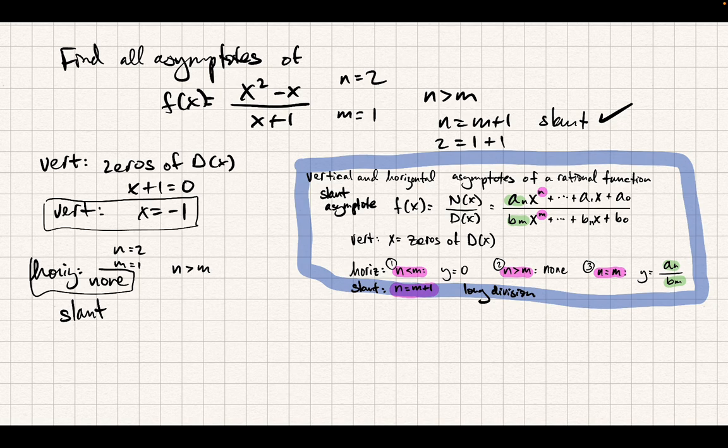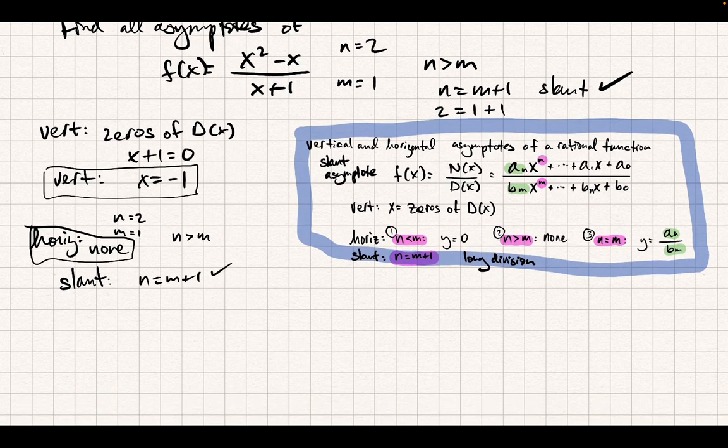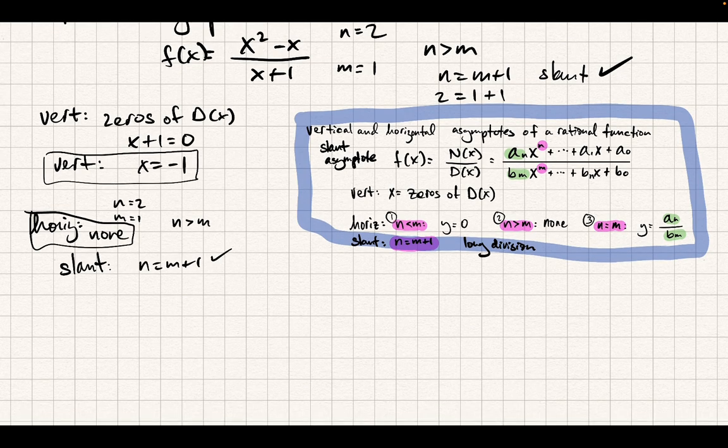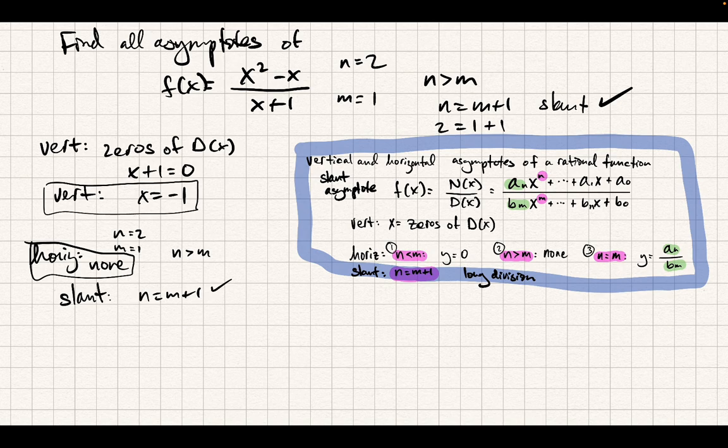How do I find the slant asymptote? You have to use long division, because the numerator exponent is 2, which is one greater than the denominator exponent. So it's viable in this situation. Okay, so let's do that. How do I do long division?